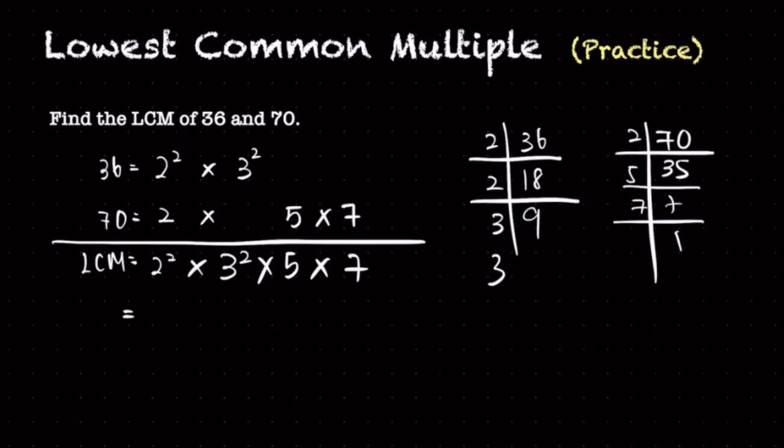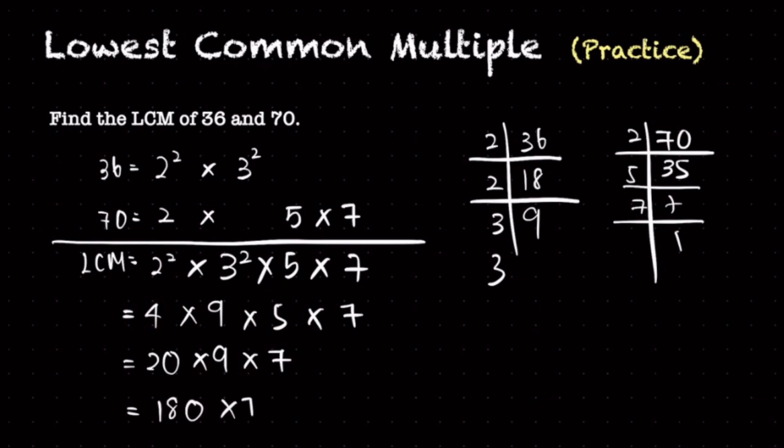If you have a calculator, you can key that in. If you're not allowed to use one, we can work this out. So 4 times 9 times 5 times 7, and let's do the easy way out. 4 times 5 is 20. So we have 20 times 9 times 7. And then we have 20 times 9, so 180 times 7.